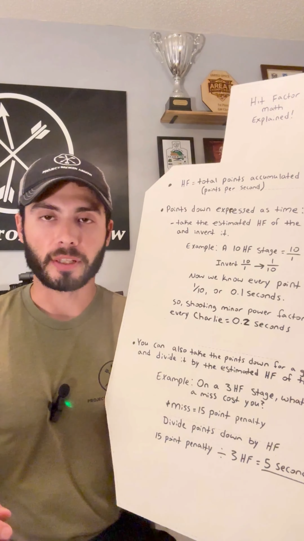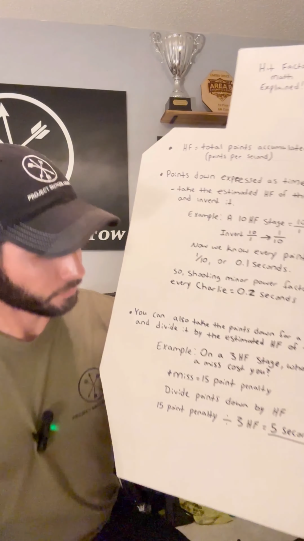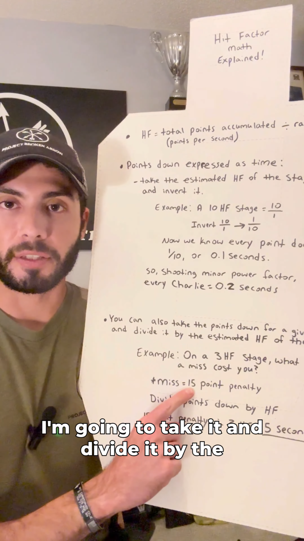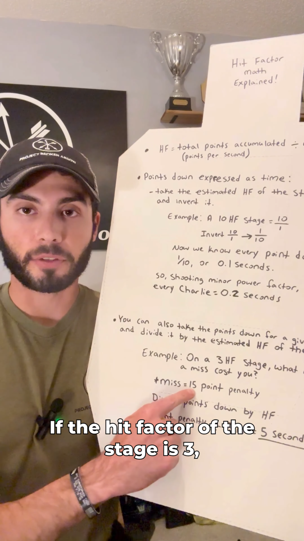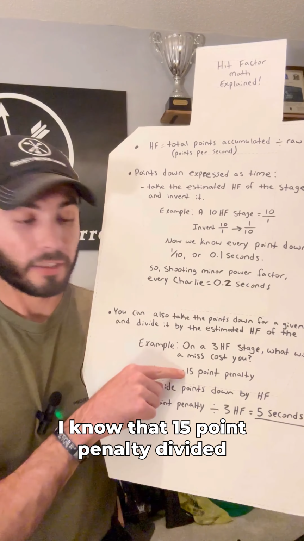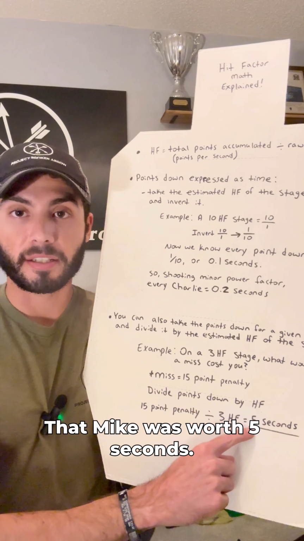So let's break that down. We're going to use a mic for this example. A mic is a 15-point penalty. So if that mic is worth 15 points down, I'm going to take it and divide it by the estimated hit factor of the stage. If the hit factor of the stage is 3, I know that 15-point penalty divided by a 3 hit factor gives me 5. That mic was worth 5 seconds.